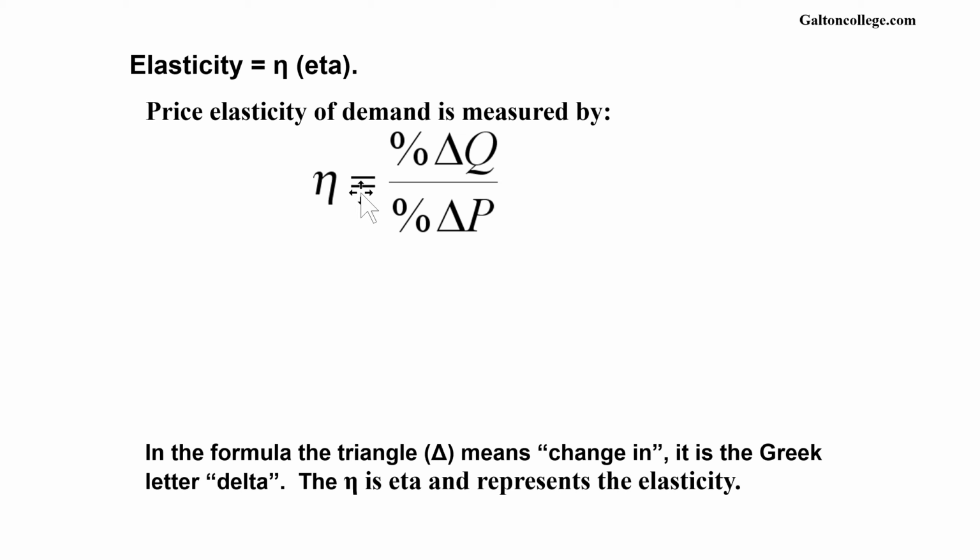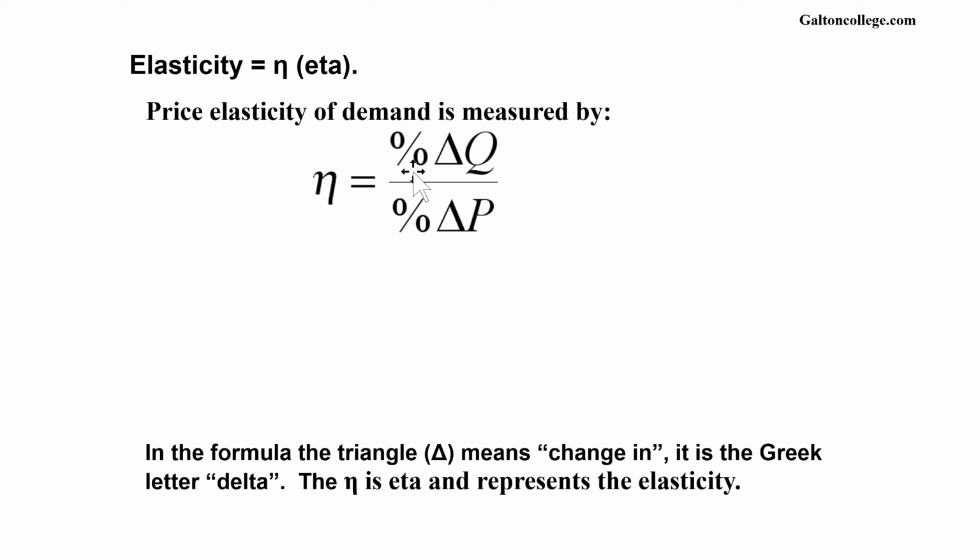It's equal to the percentage, and this triangle here is another Greek letter. This is delta, which means change in. That's how we use it, change in. So you write down the triangle here, which is delta, D-E-L-T-A, delta, and that is equal to change in. Okay, so if we read it now, percentage change in quantity.